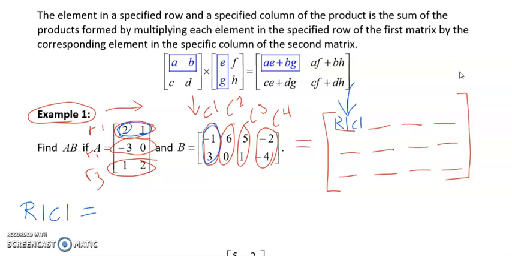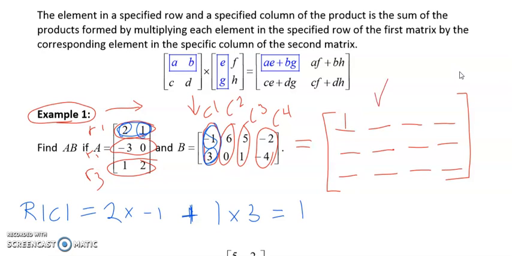So the first element is 2. That gets multiplied by -1. And then there's a plus in between. There's always a plus. And then you move to the next element in the row and column. So that would be 1 multiplied by 3. Now, that is what you actually do. But there's always a multiplication and an addition involved. 2 times -1 is -2. 1 times 3 is 3. You add those together, you get 1, which tells me, ladies and gentlemen, that the number that goes here in row 1, column 1 is 1. There. That's one number. Now you have to come up with 11 more.